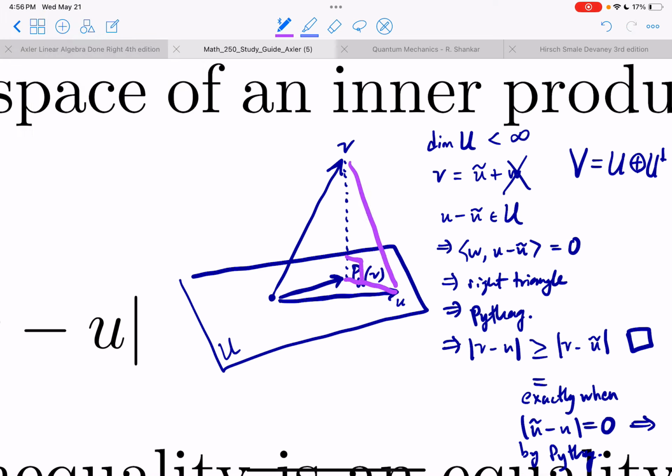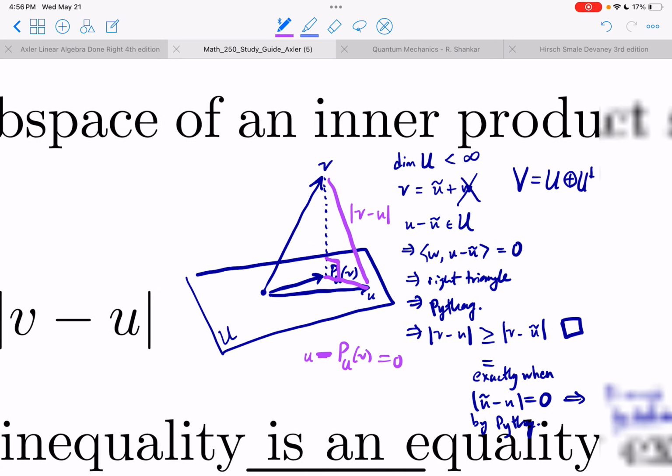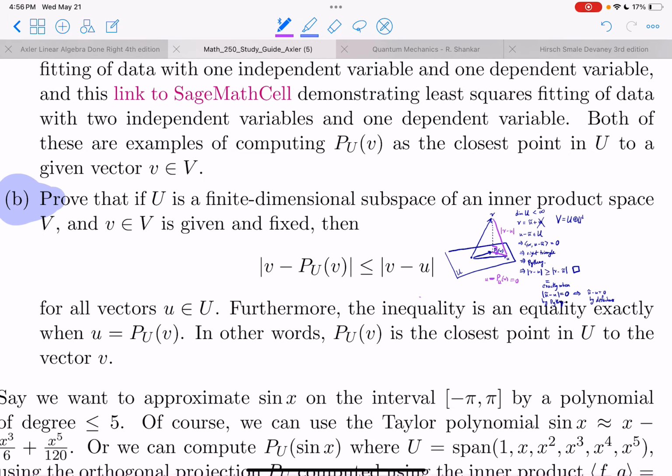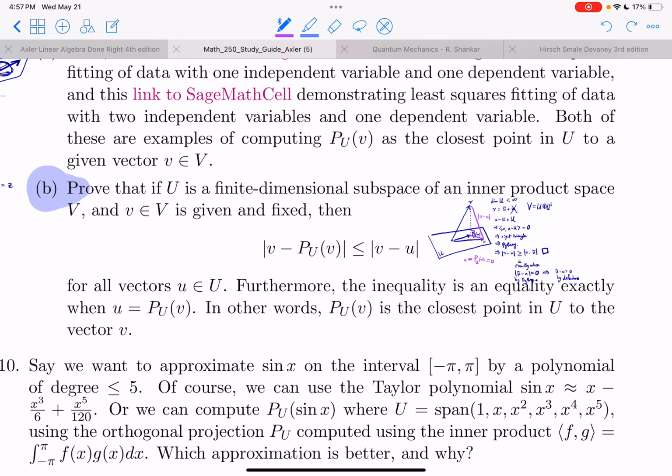Now, if we do that, what we have is a right triangle, 90 degrees right there, and the hypotenuse. And so this hypotenuse has a length v minus u. But that's, by Pythagoras, greater than this length. And it's only equal to that length when this part is 0, meaning u and P_U of v are equal. Okay, in other words, their subtraction is 0. And so it's just Pythagoras, that's it. You draw the right picture, and then this inequality comes out of Pythagoras.